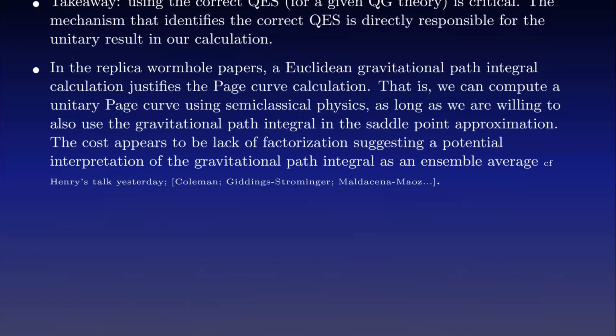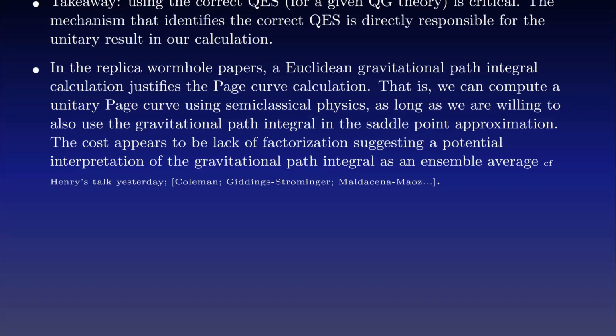Now, in the replica wormhole papers, there was a Euclidean gravitational path integral calculation that justifies the Page curve calculation in certain models. And so that means that we can compute a unitary Page curve, again, just using semi-classical physics, as long as we're willing to also use the gravitational path integral in the saddle point approximation. And so it's looking like maybe the answer to understanding what this mechanism is that identifies the correct quantum extremal surface is, of course, rooted in the gravitational path integral.